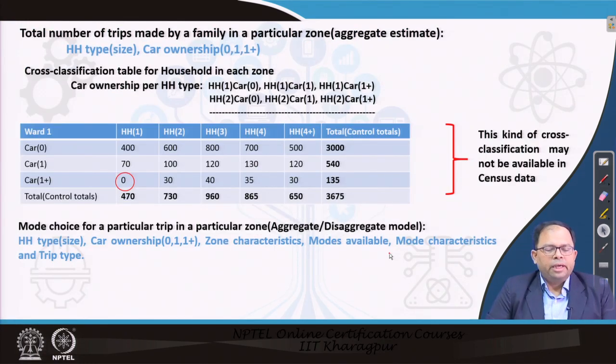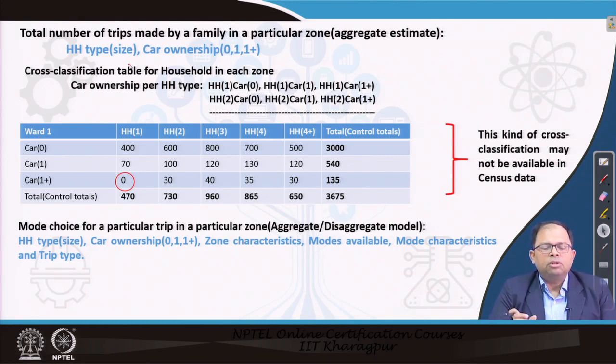So, in this particular slide, we have taken two variables, household type. Of course, we use size as the categorizer for household type, that means what is the size of that household, and then we have car ownership, that means we could have 0 cars or 1 car or more than 1 car. So, these are the car ownership values, and we can determine total number of trips by a family in a particular zone based on these two particular categories.